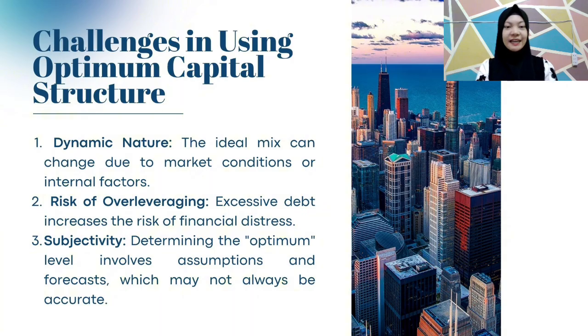Dynamic nature, bakit? Kasi nga nagbabago-bago ito depende sa market at internal conditions. Second, risk of over-leveraging. Dahil kapag sobrang utang, baka mauwi tayo sa financial distress. Kagaya ng nangyari sa Hanjin Philippines, which is a shipbuilding company, na nalugi dahil sa sobrang laki ng utang nila, hindi na nila kayang bayaran.